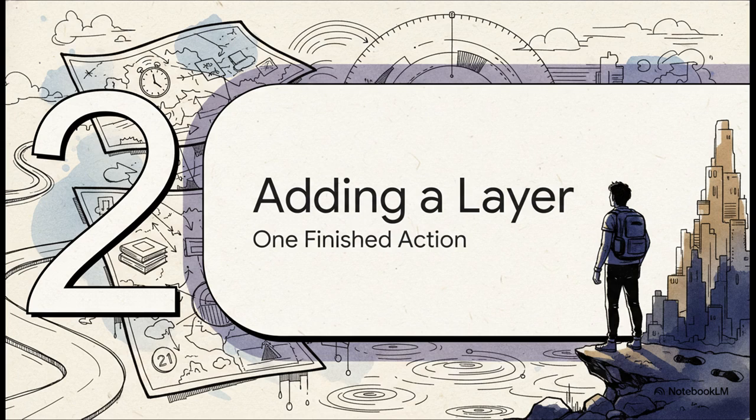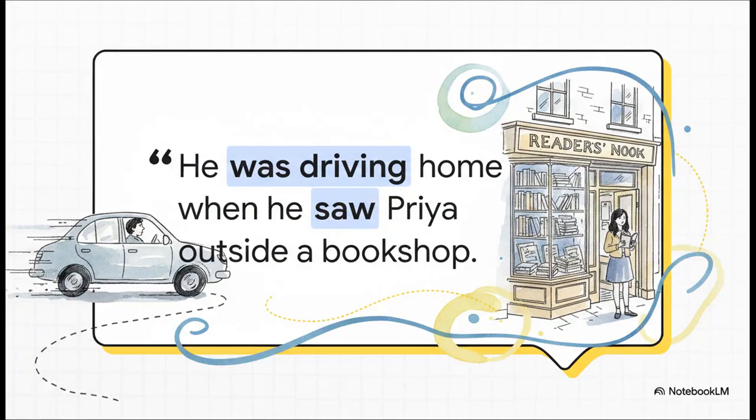So let's see what happens next as Nayan is heading home. So our story continues. He was driving home when he saw Priya outside a bookshop. Ooh, okay, see what's happening here? We've got two things going on. There's a longer background action, and then a shorter, more sudden action that happens right in the middle of it.